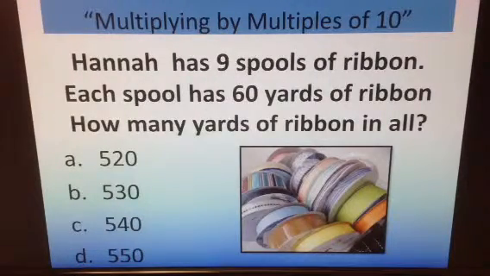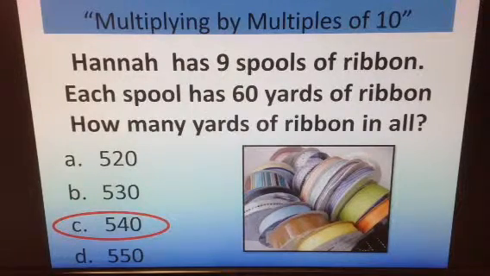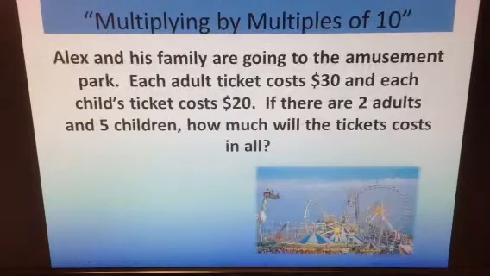Hannah has 9 spools of ribbon. Each spool has 60 yards of ribbon. How many yards of ribbon in all? Ask yourself, what is 9 times 6? 9 times 6 is 54. Put a 0 at the end of 54, it's 540.